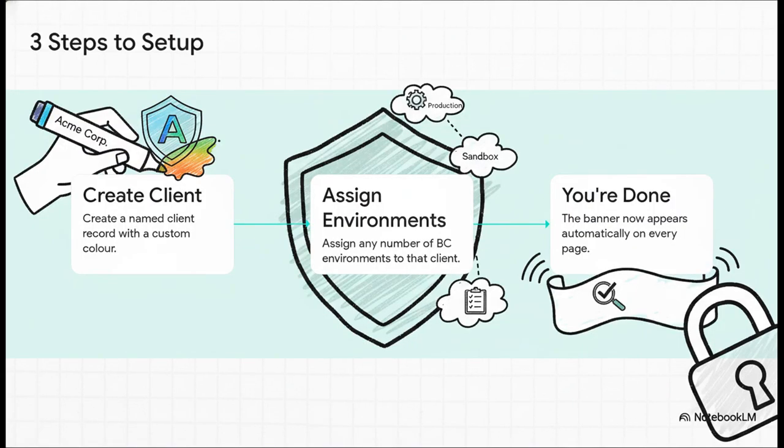And getting this set up is ridiculously easy. It's literally 3 steps. First, you just create a new client record. Let's call it Acme Corp, and maybe you pick a custom color just for them. Second, you assign their specific BC environments, their production, their sandbox, their UAT to that client record you just made, and that's it. You're done. From now on, that banner just appears automatically on every single page for that client.